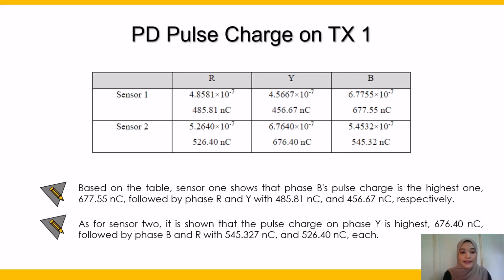Based on the table, sensor 1 shows that the phase B pulse charge is the highest, with the value of 677.55 nanocoulomb, followed by phase R and Y with the values of 485.81 nanocoulomb and 456.67 nanocoulomb respectively. As for sensor 2, the pulse charge on phase Y is the highest with the value of 676.4 nanocoulomb, followed by phase B and R with the values of 545.327 nanocoulomb and 526.4 nanocoulomb each.